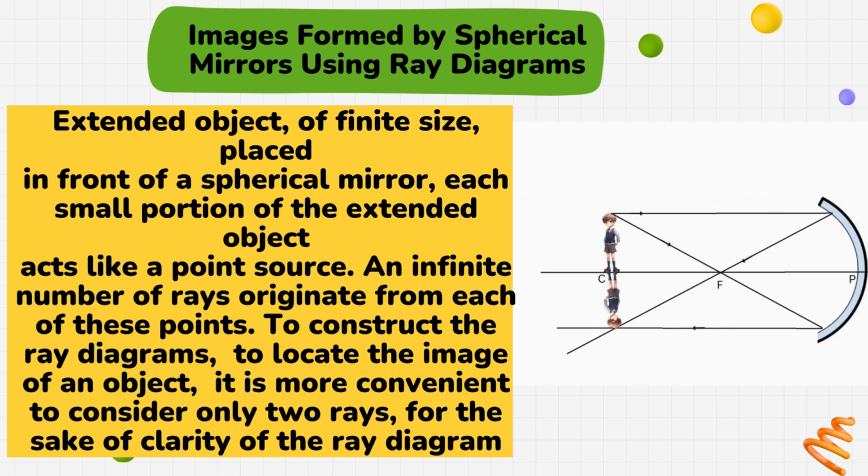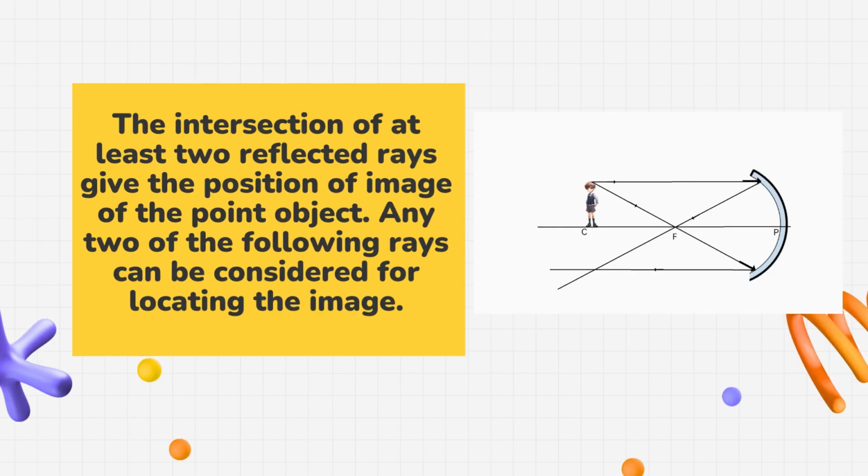Here in this picture, we can see that one extended object of finite size is placed in front of a spherical mirror. For our convenience, we take one concave mirror. Each small portion of this extended object acts like a point source. An infinite number of rays originate from each of these points. To construct a ray diagram to locate the image of the object, it is more convenient to consider only two rays, for the sake of clarity of the ray diagram. The intersection of at least two reflected rays gives the position of the image.